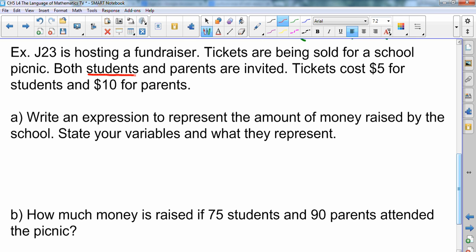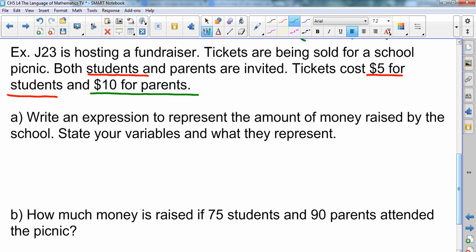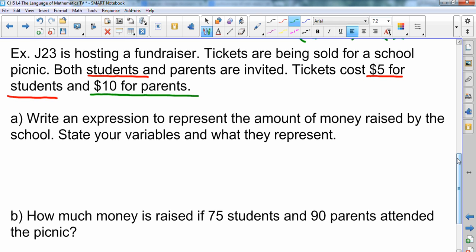So, students' tickets cost $5. And parent tickets are $10. Obviously, we're going to charge your parents more because, you know, we can. So we need to come up with an expression that represents the amount of money raised by the school. So we're going to have two different variables, right? Because we're going to have some amount of student tickets. So let's say that we're going to use S to stand for student tickets.